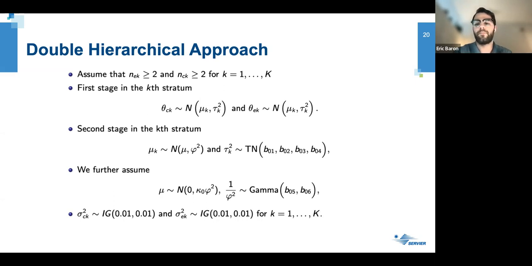So this is at least our first approach, the double hierarchical approach, where we dynamically borrow from the external data from within each of the K strata.